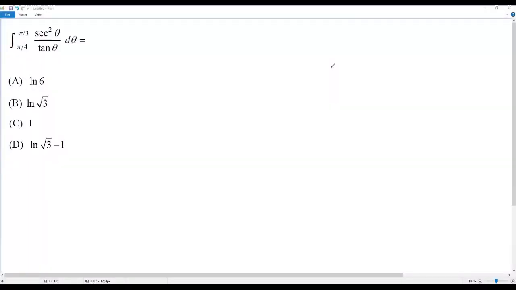Here we have an AP Calculus AB problem. Okay, let's go to the question. The integral from pi over 4 to pi over 3 of secant squared theta divided by tangent theta d theta equals what? Here we have a definite integral. We have to evaluate the value of this definite integral.